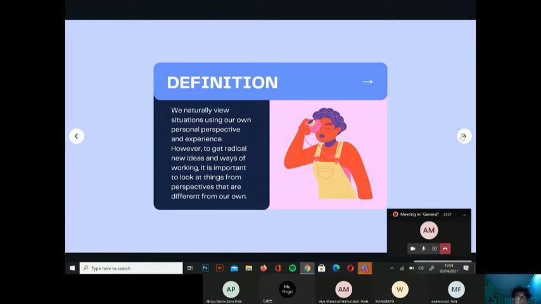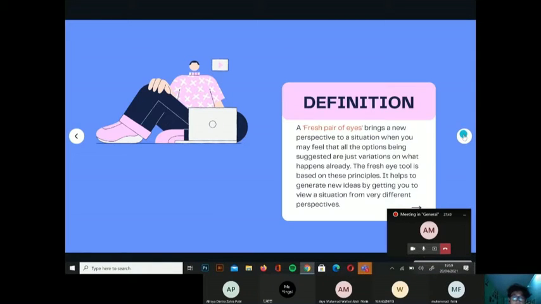The definition is we naturally view situations using our own personal perspective and experience. However, to get radical new ideas and ways of working, it is important to look at things from perspectives that are different from our own. A fresh pair of eyes brings a new perspective to a situation when you may feel that all the options being suggested are just variations on what happens already. The fresh eye tool is based on these principles. It helps to generate new ideas by getting you to view a situation from a very different perspective.